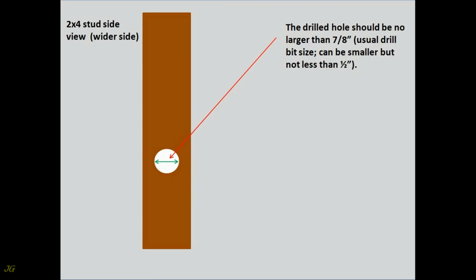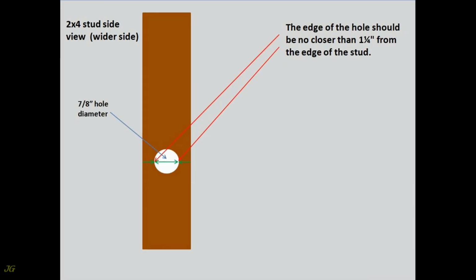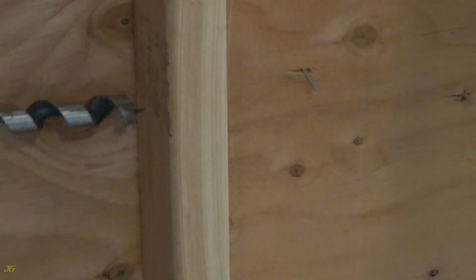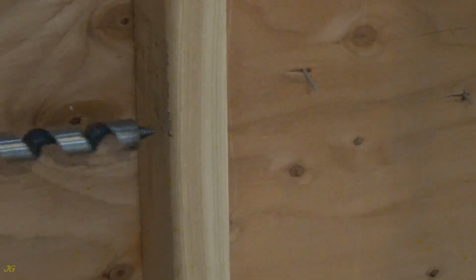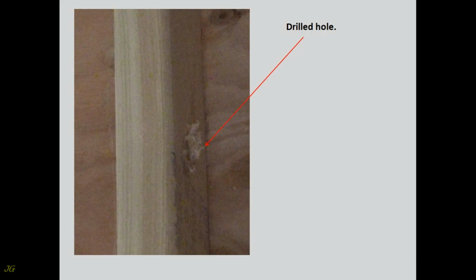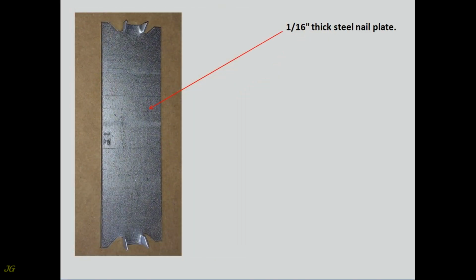The drilled hole should be no larger than 7/8 inch, usual drill bit size, can be smaller but not less than ½ inch. The edge of the hole should be no closer than 1¼ inch from the edge of the stud. Drilled hole. 1/16 inch thick steel nail plate.